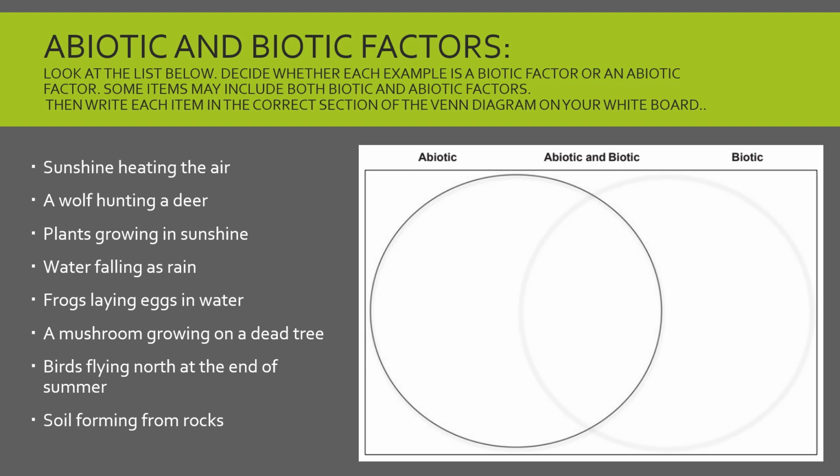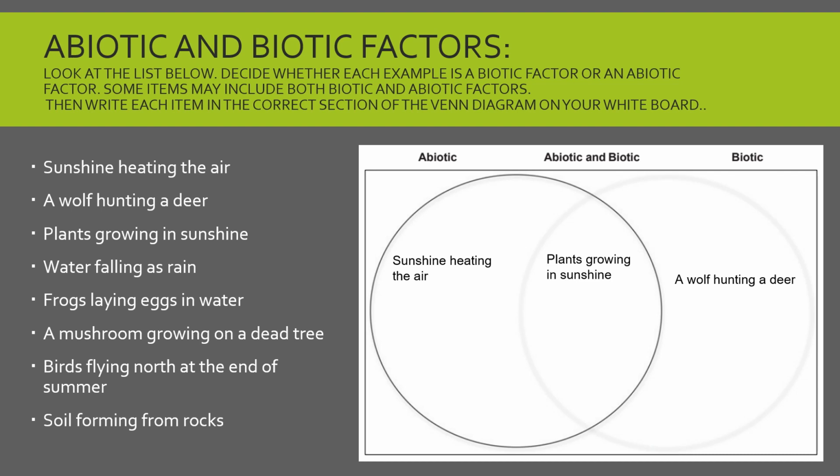So sunshine heating the air, that is going to be an abiotic thing. It is non-living, sunshine's not alive, the air is not alive. A wolf hunting a deer, that is going to be biotic. The wolf is alive, the deer is alive. I would try the rest of these on your own first before I go through them, so I'd pause the video and try them, so that way you can check your work to make sure you're on the right track, because that's what you'll have to do for the test and the practice assignment. You'll have to be able to determine if something is biotic, it's living, or is it abiotic. So moving on to the next one.